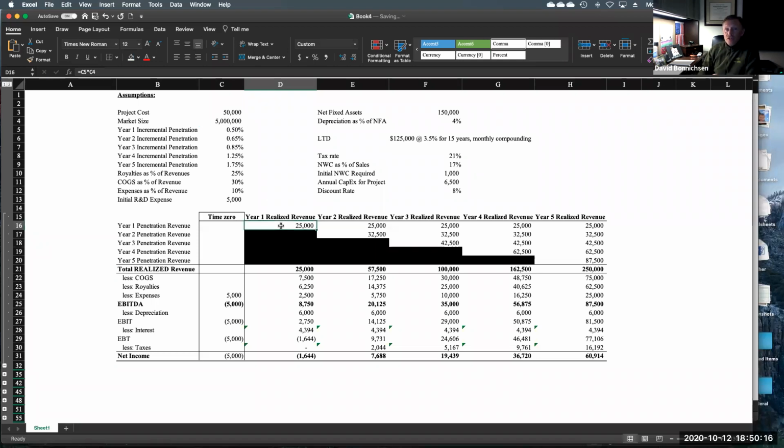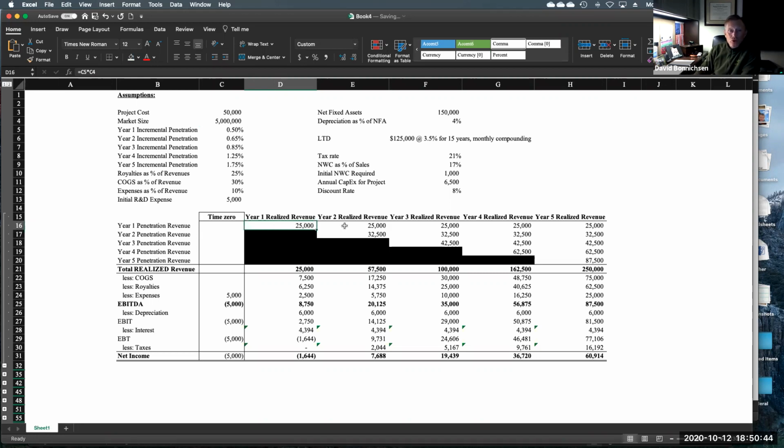So in the first year that this project is in operation, we've penetrated the $5 million market by 0.5%, which means our revenues are $25,000. And every year from year 1 to year 5, we're going to keep getting that, because remember, we're dealing with incremental. So the year 1 realized revenue is the year 1 penetration revenue.